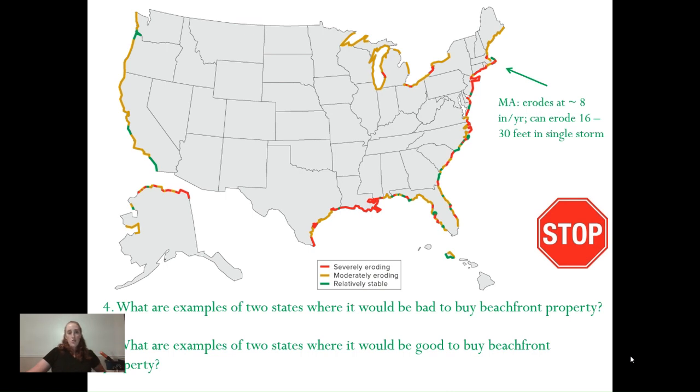Okay, so coastal erosion is a problem. Here's a map showing you different areas and their risk for erosion in the US. So your fourth and fifth quiz questions: what are examples of two states where it would be a bad decision to buy a beachfront property? And then what are two examples where, if you want to buy beachfront property, go ahead, by all means. So you're going to have to give two examples of each, bad examples and good examples to buy beachfront property.